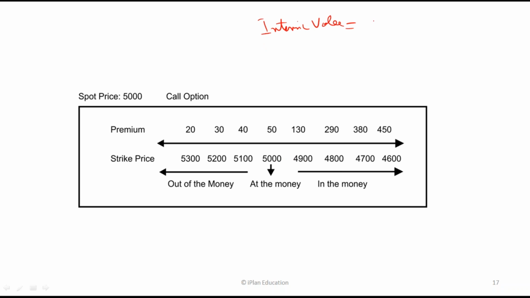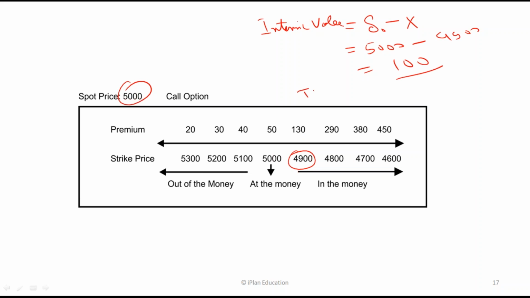So intrinsic value, in simple words, is basically the spot price minus the strike price. Here the spot price is 5,000, and the strike price, let's suppose, I'm taking is 4,900. So I'm buying cheaper. So that comes to how much? 100 rupees is my intrinsic value. Then what is this extra 130? Why is it 130? This 30 rupees extra is your time value.